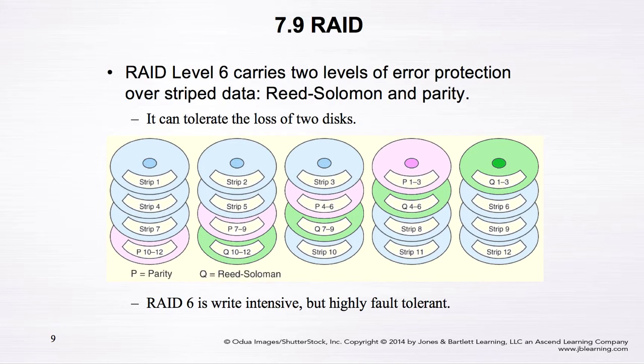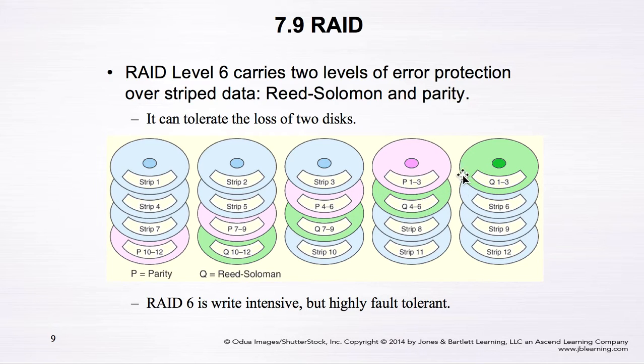RAID level 6 carries two levels of error protection over striped data. That's what we call Reed-Solomon and parity. So you can see that the information is divided into multiple blocks and stored. Now, instead of calculating the parity only, we have additional information, the Reed-Solomon code, as a second layer to protect the data and to correct the information if one of the pieces gets corrupted. And here we apply the distributed approach as well.